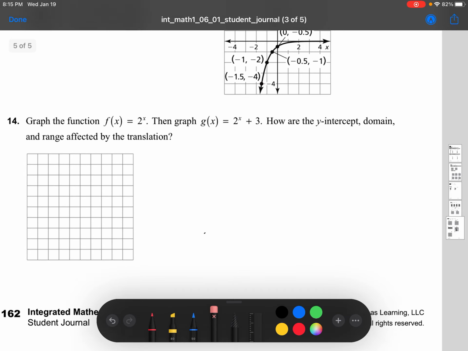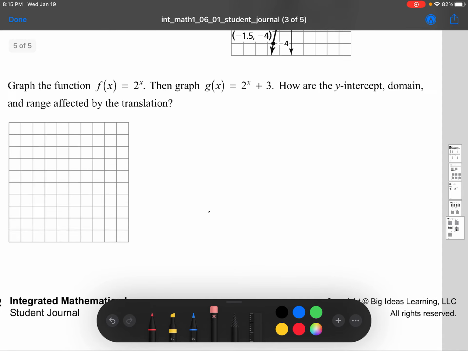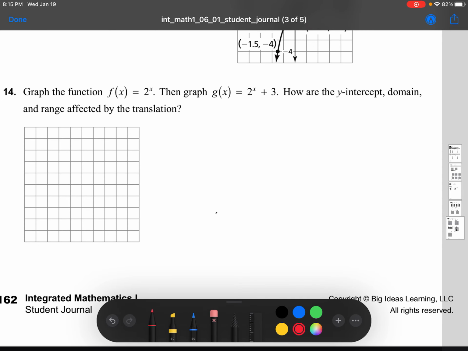We're going to zoom in a little bit. Okay, we're going to graph the function and then graph this other function, and we're going to compare. What do we need to compare? We're going to see what happens with the y-intercept. We're going to see what happens with the domain and what happens with the range once we make this little change. Can you see that this is 2 raised to the x, and this one is including a +3 right here?